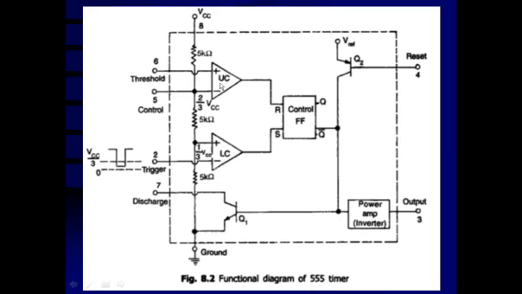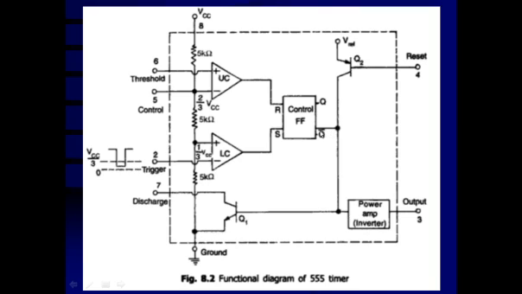Here, the outputs of the upper comparator and lower comparator are connected to a basic RS flip-flop. The output of the upper comparator is connected to the reset terminal, and the output of the lower comparator is connected to the set terminal of the basic RS flip-flop. The flip-flop has two outputs, Q and Q bar, and the output Q bar is connected to the base of the transistor Q1 as well as to the power amplifier, which is an inverter, a NOT gate, you can consider.